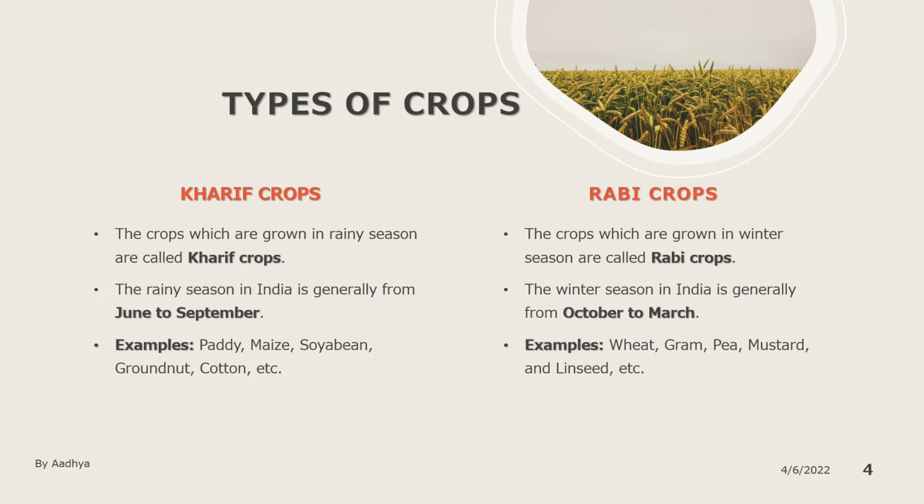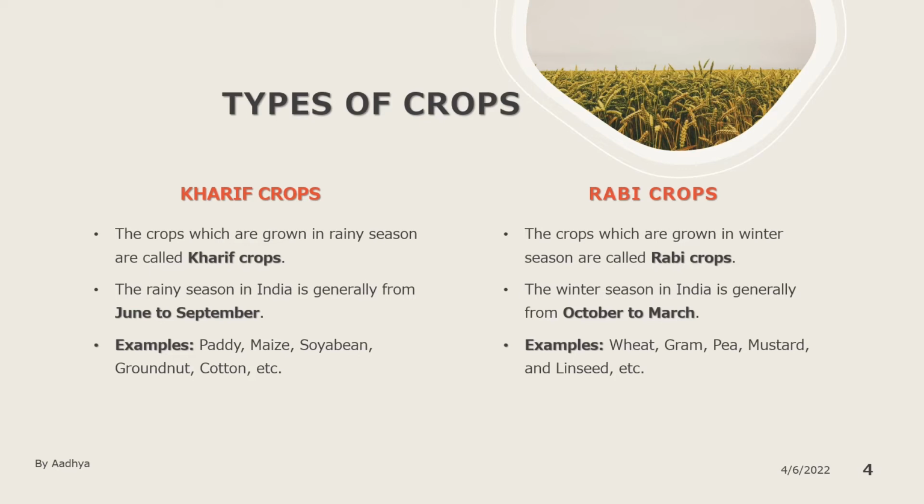The crops which are grown in the rainy season are called kharif crops. These crops are called kharif crops because they require lots of water. The rainy season in India is generally from June to September. Examples are paddy, maize, soybean, groundnut, cotton, etc. All these plants and crops require lots of water.